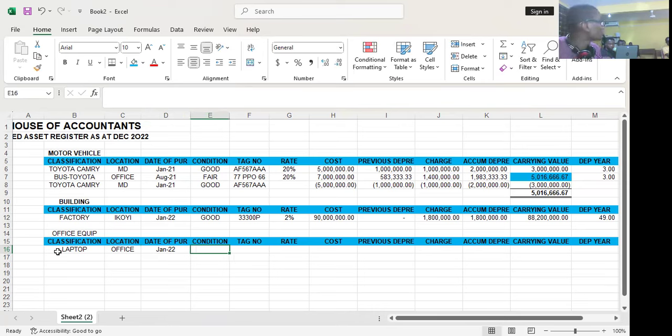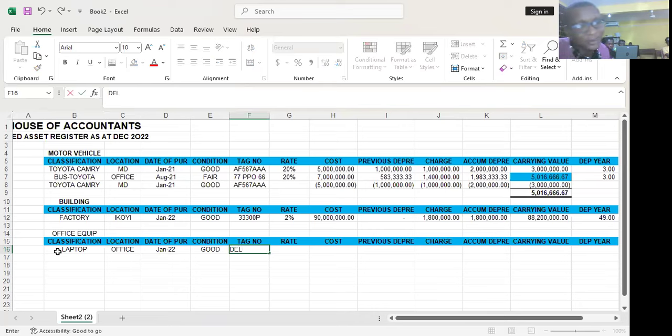Is it one I asked you? And then, yes. Okay, no problem. The condition, let's say is good. Then tag number. We have mentioned laptop now, so we will not describe it. Dell, I want to use Dell because I'm using a Dell laptop.